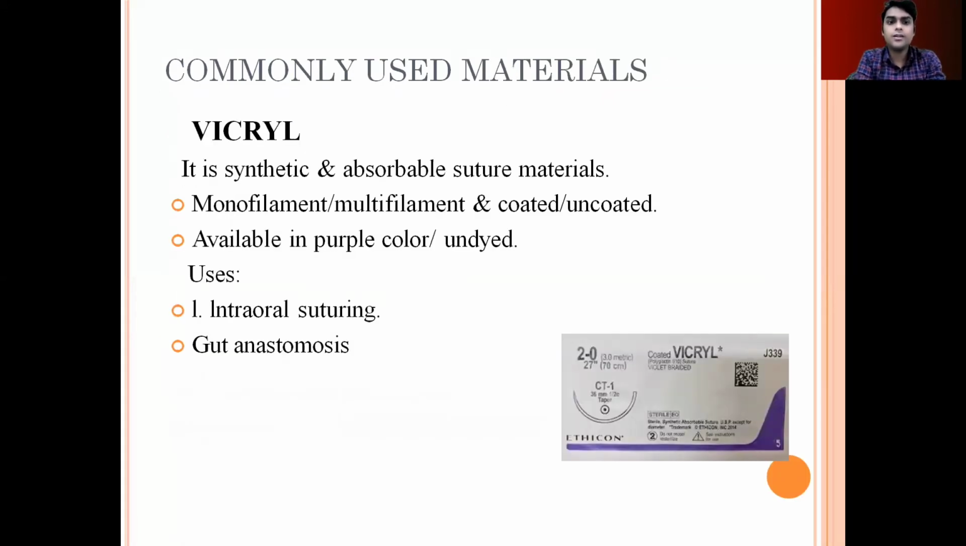Coming to Vicryl, it is a synthetic and absorbable suture material. It may be monofilament or multifilament, and coated or uncoated. It is available in purple color or undyed form. It is used in intraoral suturing as well as gut anastomosis.